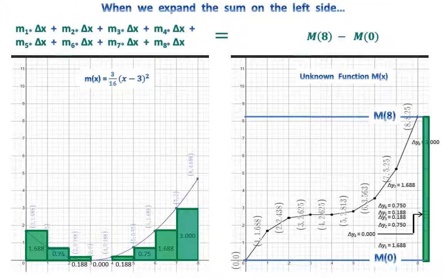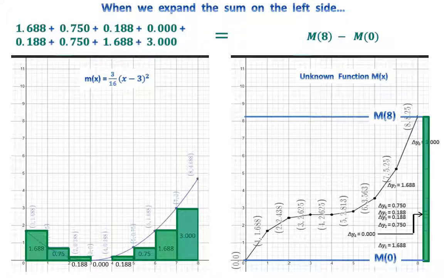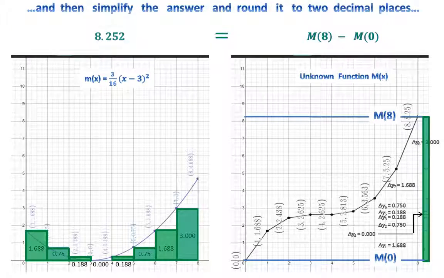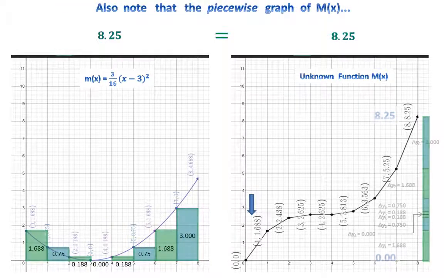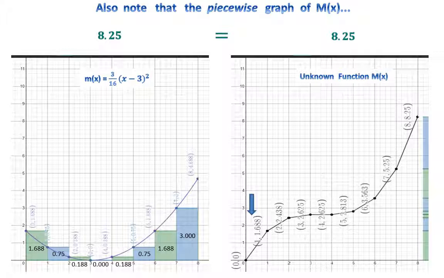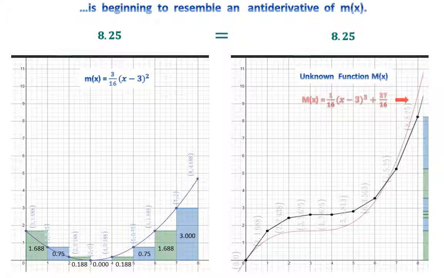When we expand the sum on the left side and then simplify the answer and round it to 2 decimal places, we can see that this produces the same value as capital M of 8 minus capital M of 0. Also note that the piecewise graph of capital M of x is beginning to resemble an antiderivative of little m of x.